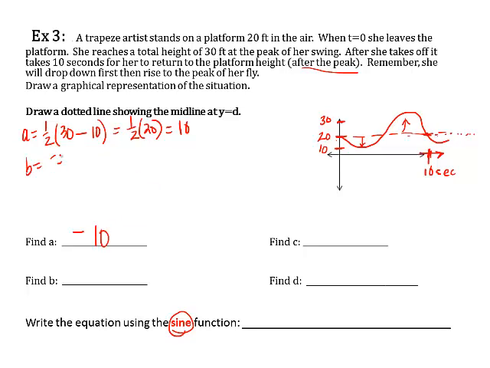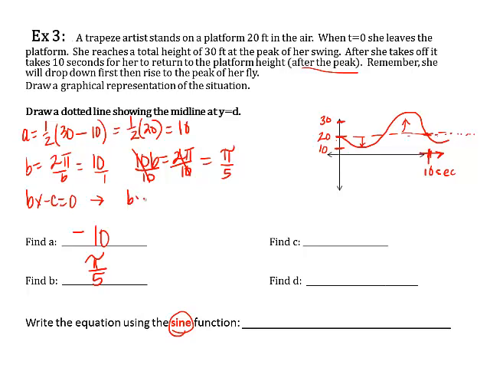B is the period, so 2 pi over b equals what? 10 seconds, it says. If I cross multiply, 10b equals 2 pi, divided by 10, it gives me pi over 5. To find c, all right, bx minus c equals 0, which means that bx equals c. Well, we know that b is pi over 5. X, what's the x value where the curve begins? Well, the curve begins at 0, so c is going to be 0.